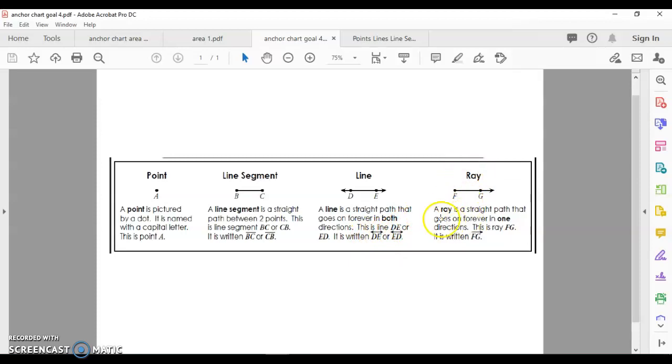And ray. A ray is a straight path that goes on forever in one direction. This is a ray, FG. It is written FG with the ray on top.